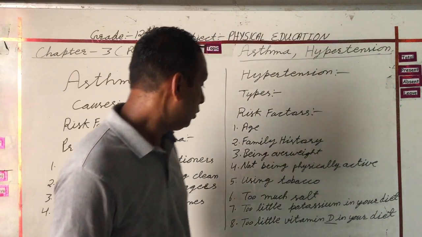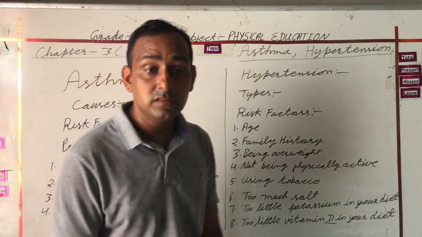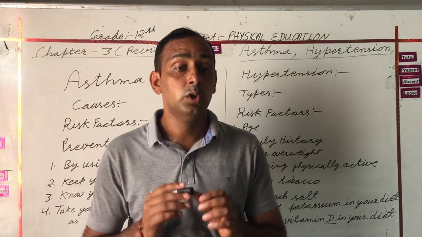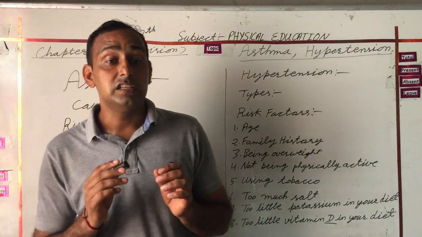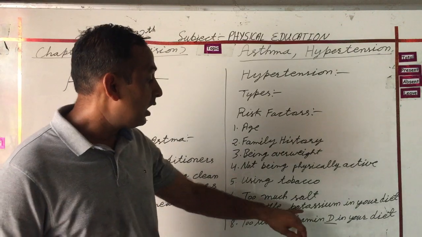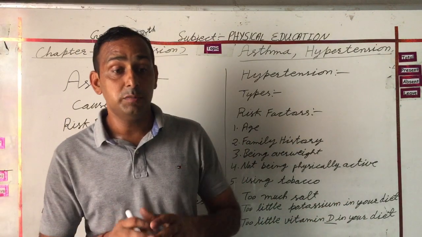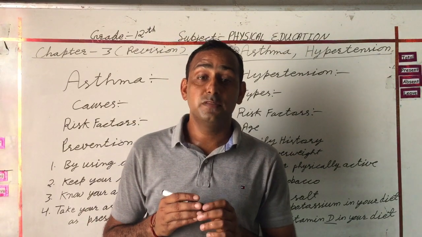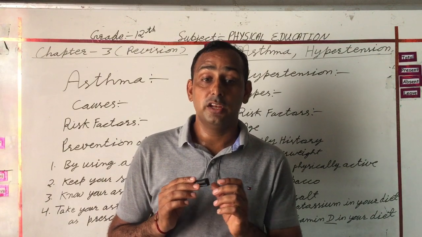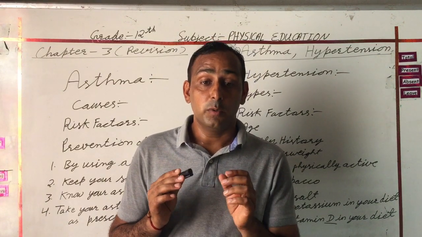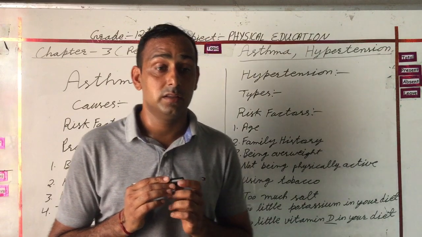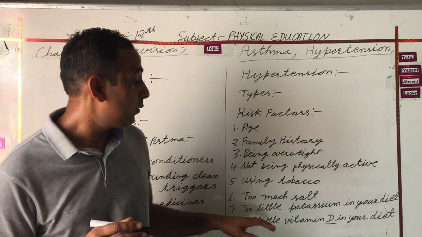After this, next is too much salt, which means sodium in your diet. Too much sodium in your diet can cause your body to retain fluid, which increases blood pressure. Next is too little potassium in your diet. Potassium helps balance the amount of sodium in your cells. If you don't get enough potassium in your diet or retain enough potassium, you may accumulate too much sodium in your blood.